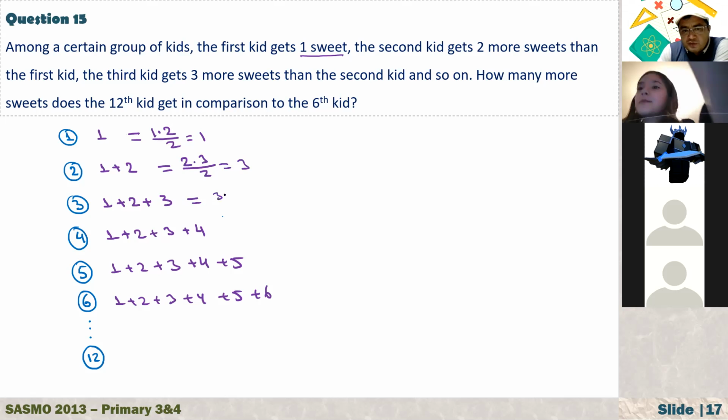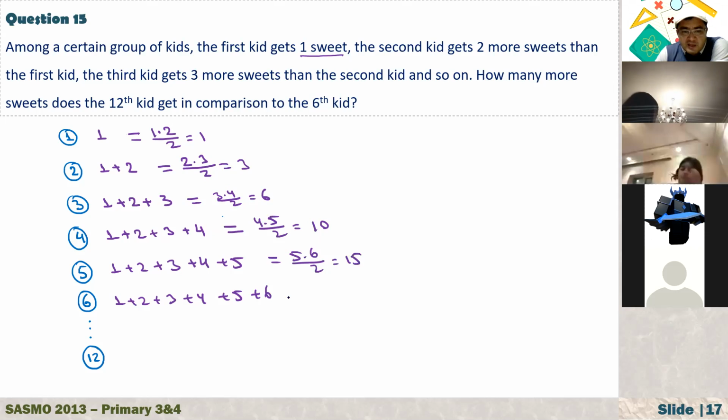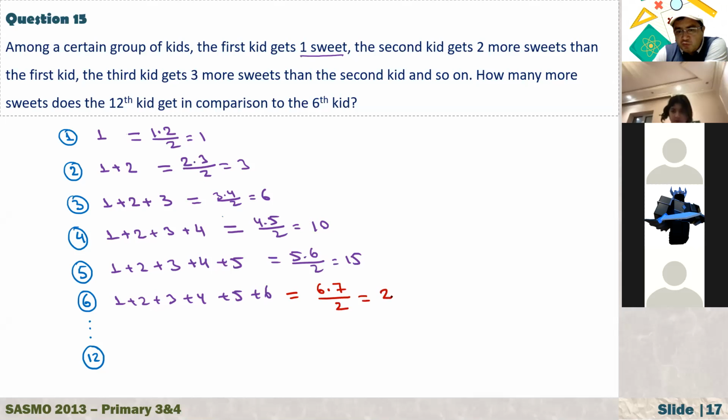How about this one? The last number is 3. 3 times 4 over 2. That's equal to 6. How about this one? The last number is 4. 4 times 5 over 2 is equal to 10. Okay, and this one is 5 times 6 over 2, which is equal to 15. And to find this one, I really need this. Okay, let me just wait. Read 1 plus 2 plus 3 plus 4 plus 5 plus 6, the sum of the first 6 natural numbers. The last number is 6, and after 6 we have 7, over 2. That's equal to 21.